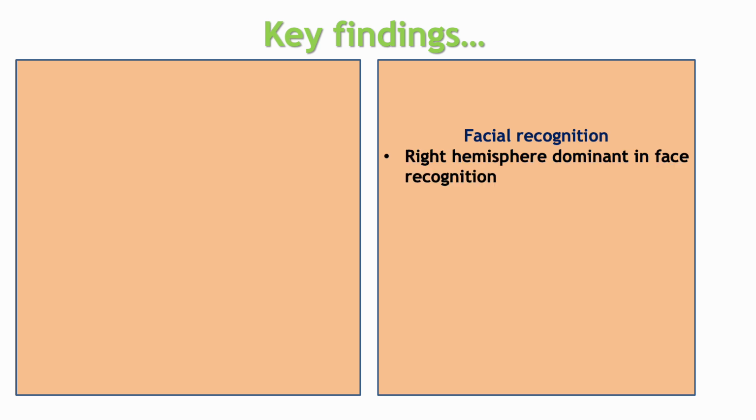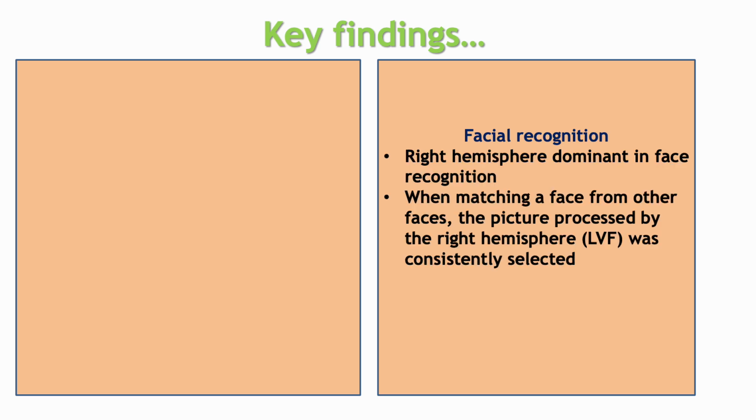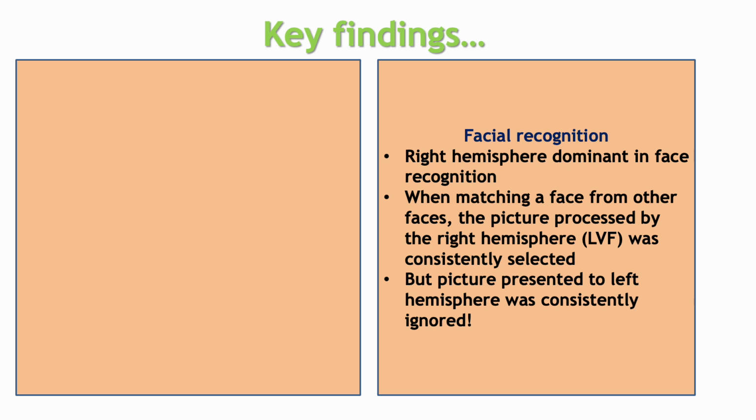Facial recognition: the right hemisphere is dominant in facial recognition. So if they had to match a face from other faces, from the left visual field, right hemisphere, they're able to do that. But if it was presented to the left hemisphere, to the right visual field, they were not able to recognise it as a face.